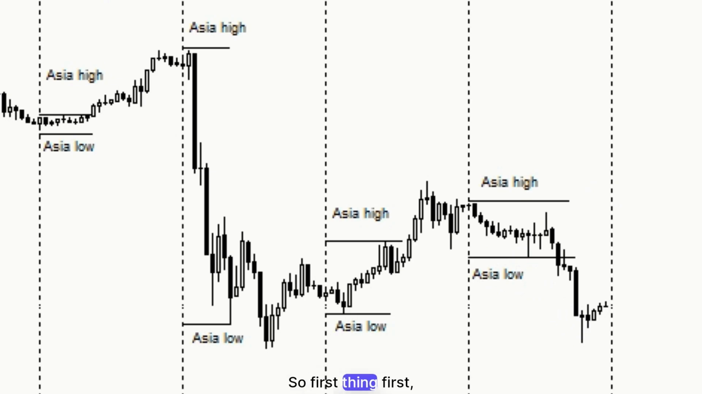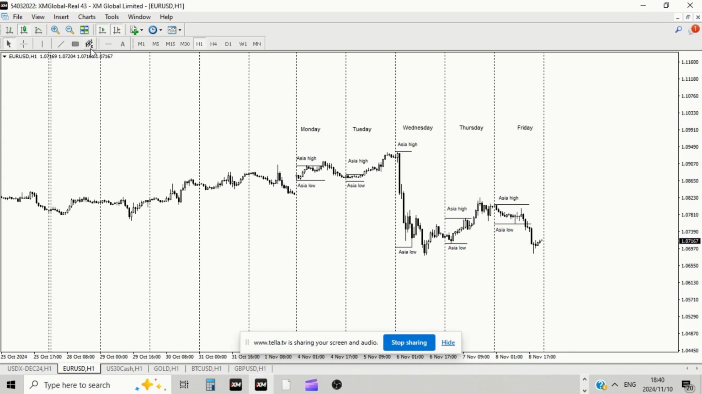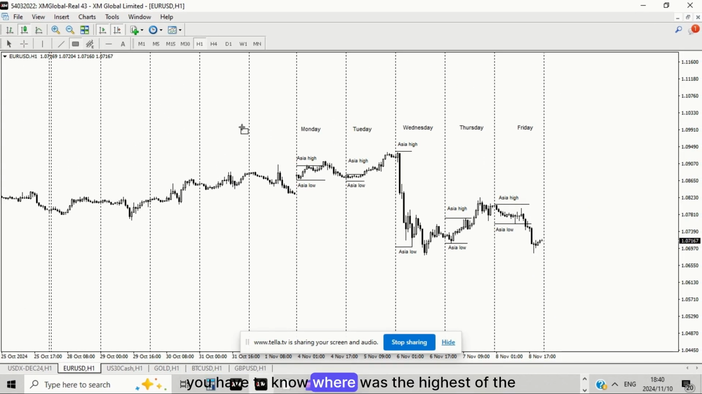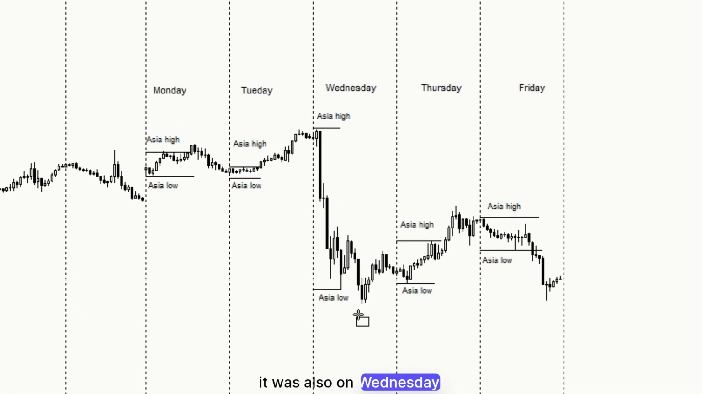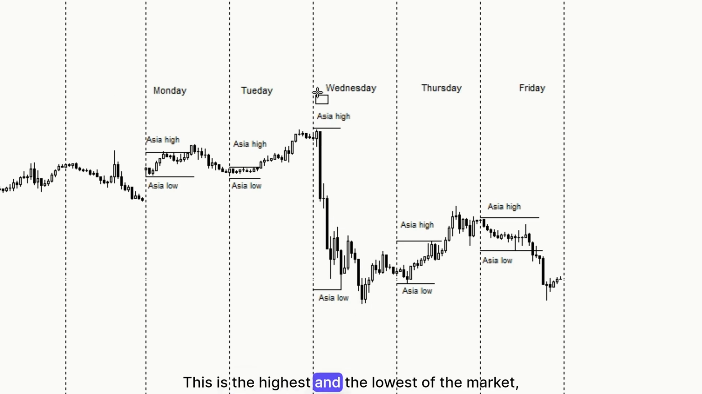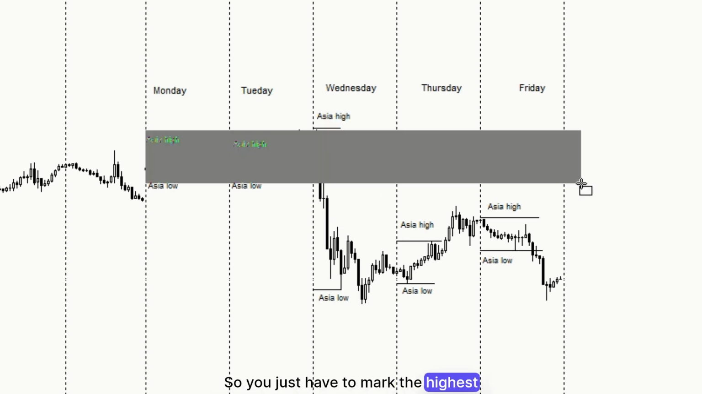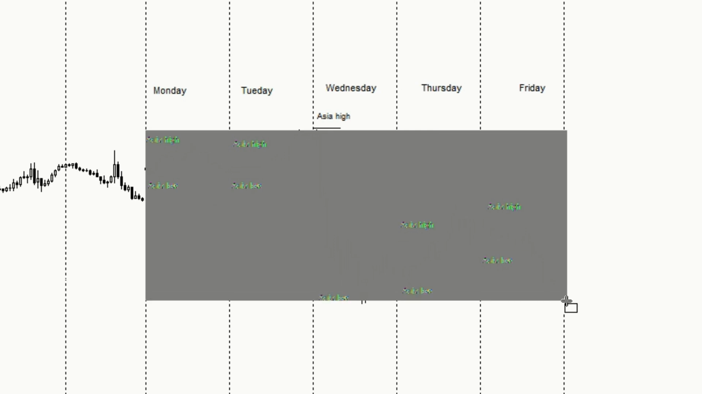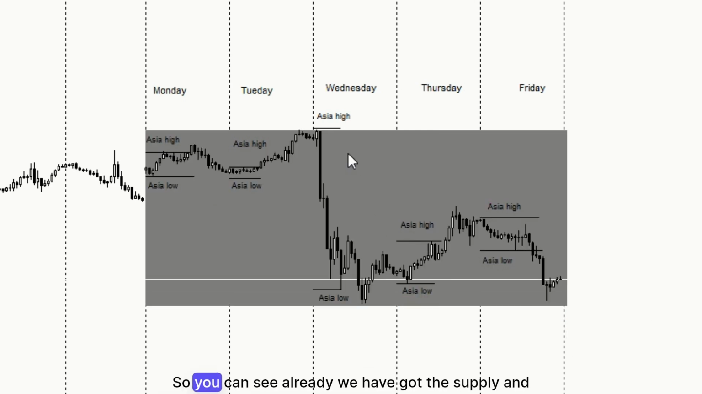You understand? So first thing first is that you have to know where was the highest of the market. It was on Wednesday, and the lowest of the market, it was also on Wednesday. This is the highest and the lowest of the market. You understand? So we just have to mark the highest with the lowest of the market. So you can see already we have got the supply and we've got the demand for the next week.